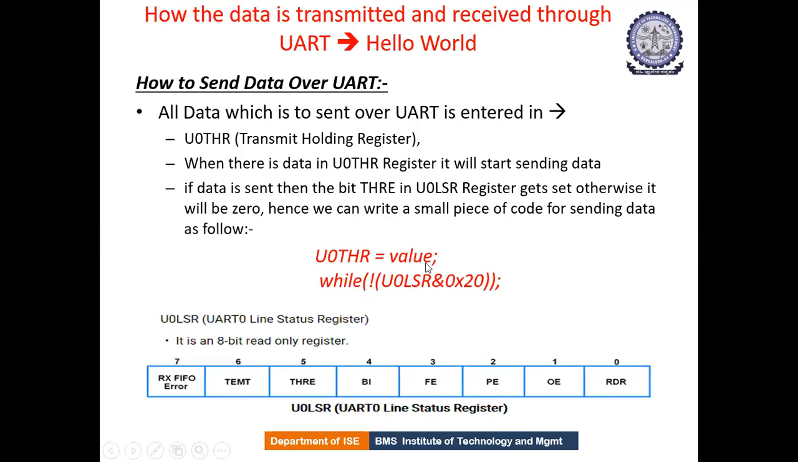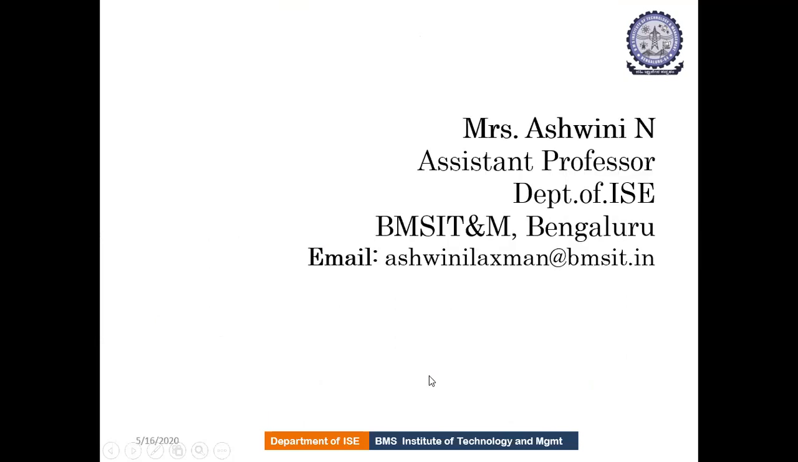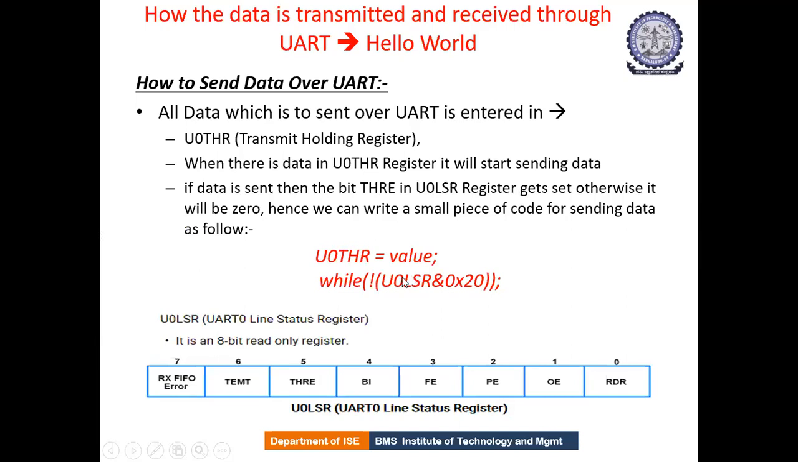So that's why in the while loop, in the status register, we check whether that particular bit is set or not. If U0LSR AND 0x20, that is, I am performing an AND operation, then the value will be true only if that bit is set. See, 0x20 represents 0010 0000, that means the fifth bit is 1. If both are same, then the while loop condition will be true.